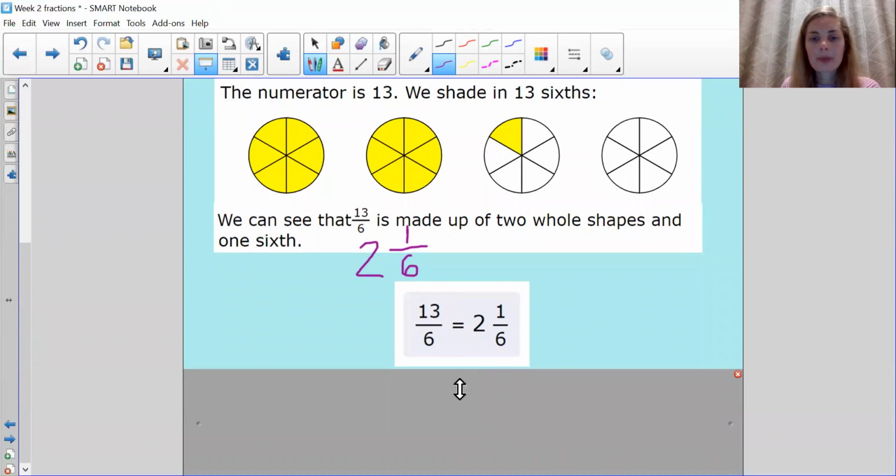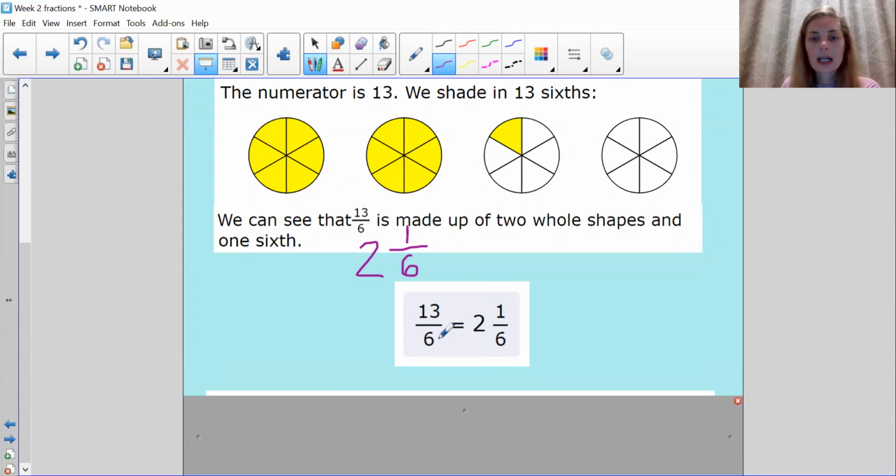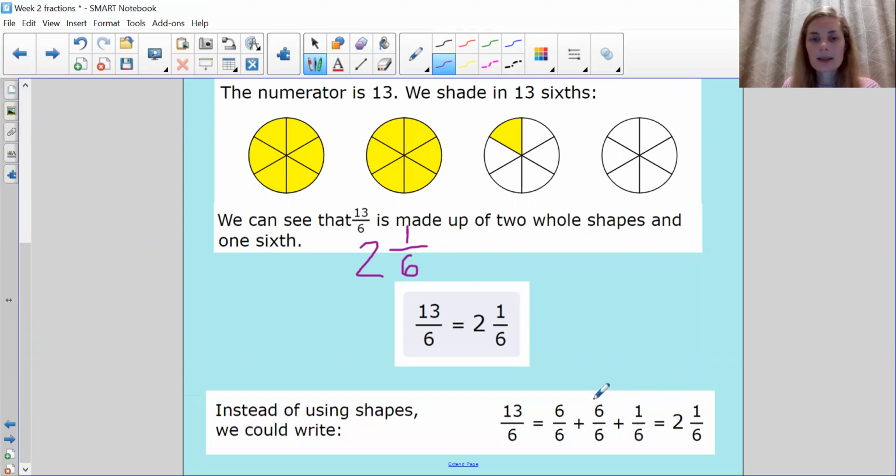So there is the answer. 13 over 6 is equal to 2 and 1 sixth. What I could also say is I could have said 6 over 6 plus 6 over 6 plus 1 sixth is equal to 2 and 1 sixth. That's just basically breaking it up even further. Instead of writing all of those down, I just write the mixed fraction.